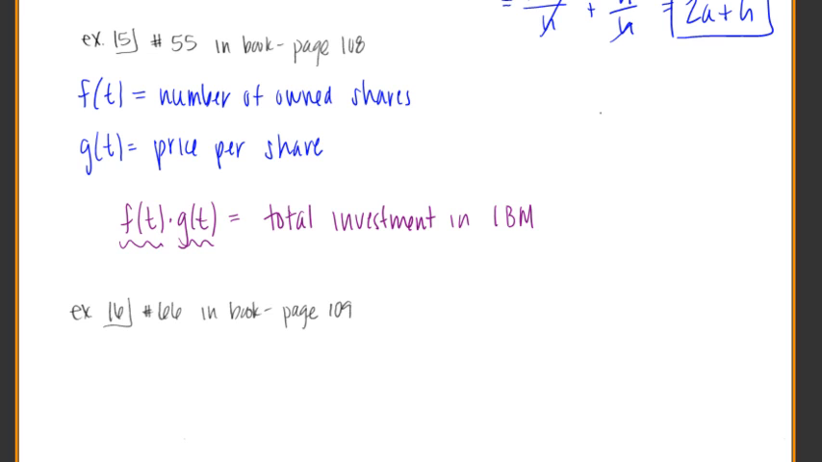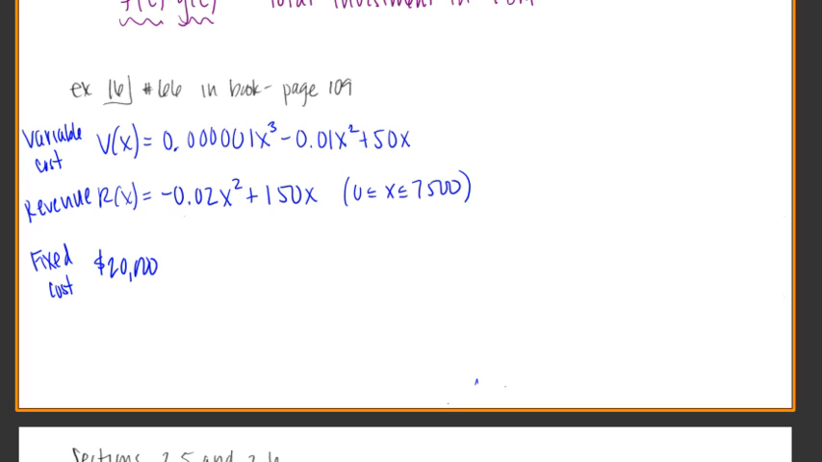Or think about it in terms of this. If you owned 5 t-shirts and they were each $10 a piece, then 5 times 10, what does that represent? The total amount of money you spent on those t-shirts, right? Well, if f of t represents how many shares she owns and g of t is the price per share, then that's the total investment or how much she spent on the IBM stocks. Okay, not too bad for a word problem. Let's go on to example 16, which is number 66.